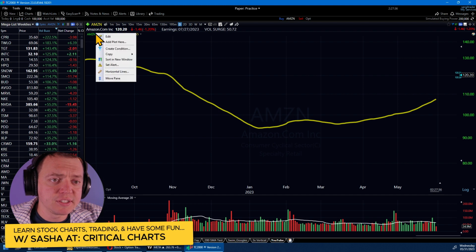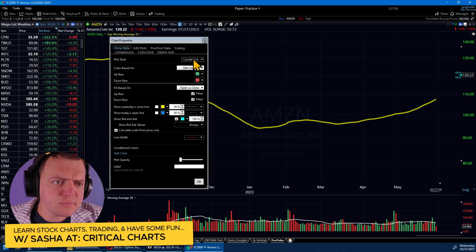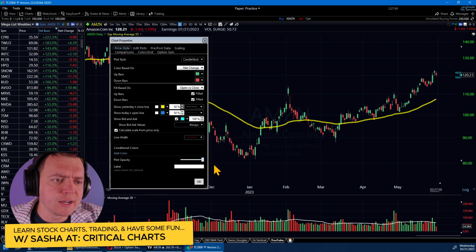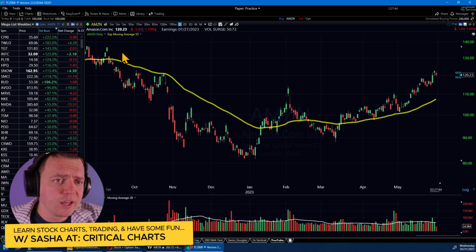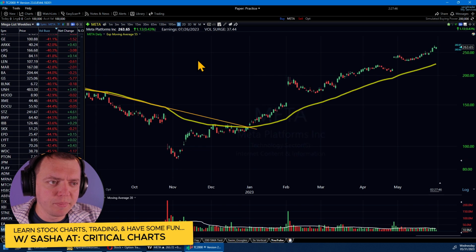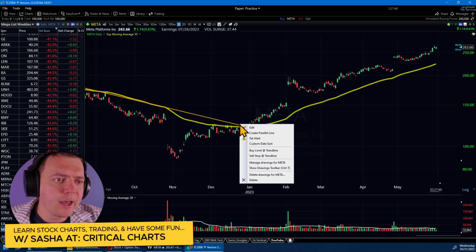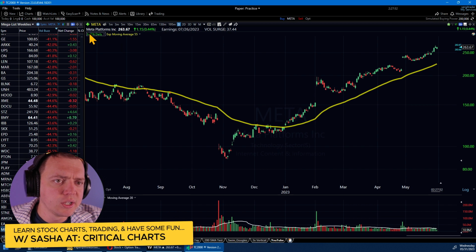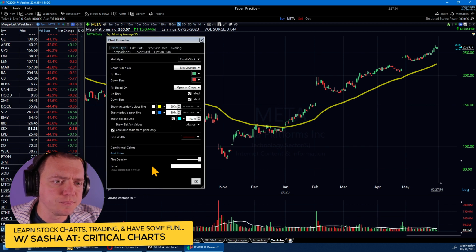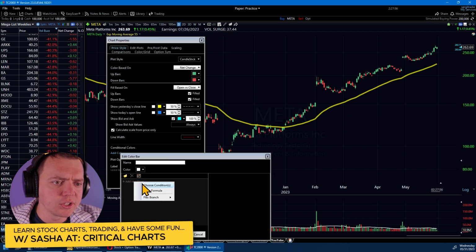Now here I have TC2000 by Worden. And what I like about this is I can actually do a couple other things on here a lot easier than I can the other way. I'm going to go ahead and pull up Meta in a similar way. And what you'll be able to see here is I can actually color code some things. So I'll add a conditional color.